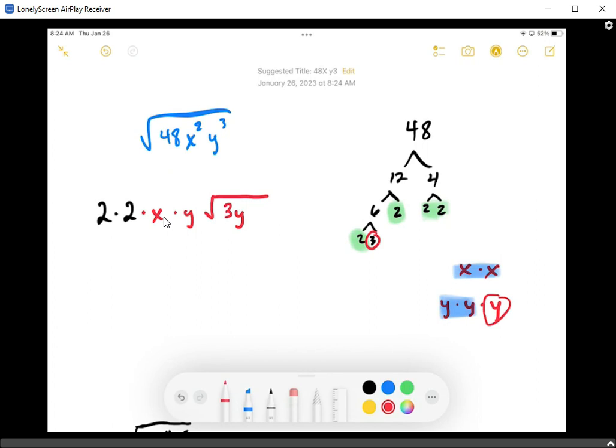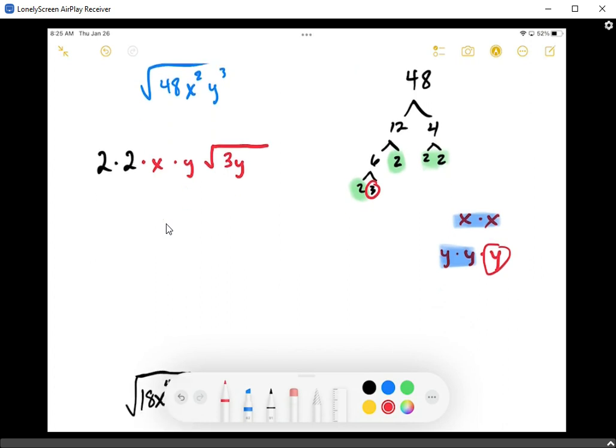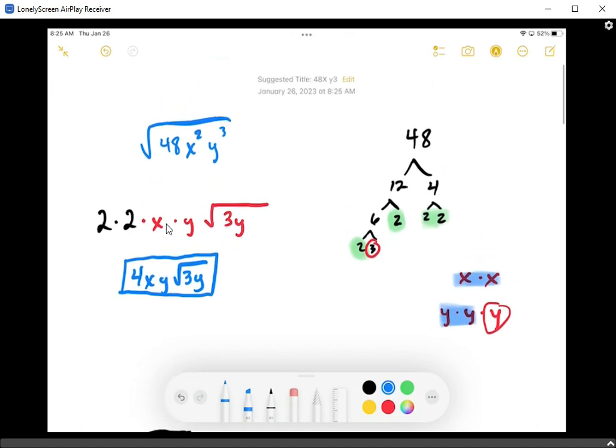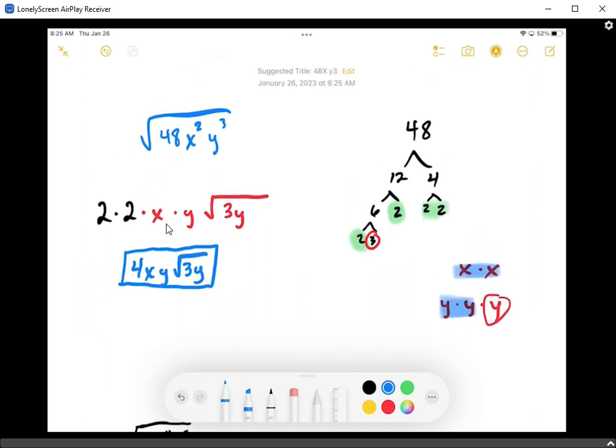For my final answer, I'm going to multiply all this together. Most of the time, the stuff that you're simplifying down is just multiplying those numbers, because the variables are just kind of stuck where they are. So for our final answer, we turn that 2 times 2 into a 4. It's going to be 4xy times the square root of 3y. This is the simplified form of that radical that we started with.